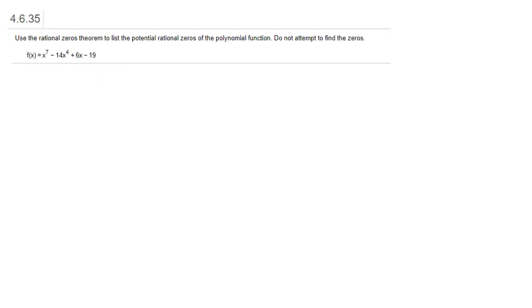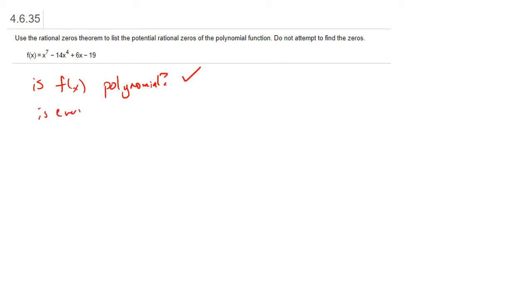So here we are asked, use the rational zeros theorem to list potential rational zeros of this polynomial, but don't actually check to see if they are zeros or not. So let's just go over what the rational zeros theorem says. First of all, is the function a polynomial? If it's not a polynomial, then the rational roots theorem or the rational zeros theorem just doesn't apply at all. Yes, this is a polynomial.